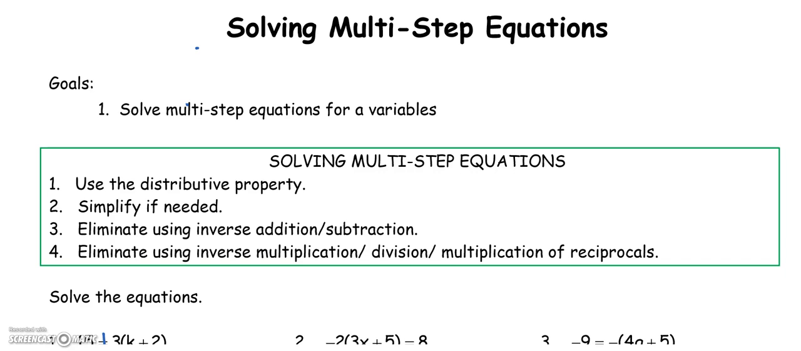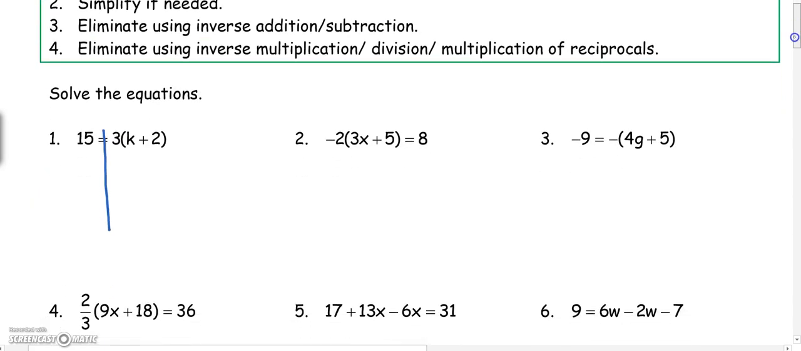The first step is that we need to use distributive property. The second step, we need to simplify as needed, which another thing that means is combine like terms. Number 3, we need to eliminate using inverse addition and subtraction like we've been doing the past few days. And the last step is to use inverse multiplication or division. So let's look at some examples.